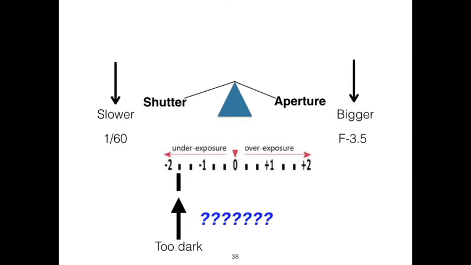In cases where you have insufficient light, the exposure meter will be to the far left, indicating the photo is going to be underexposed. Your shutter might be as slow as you can set it without camera shake, and the aperture might be wide open. So what do you do?